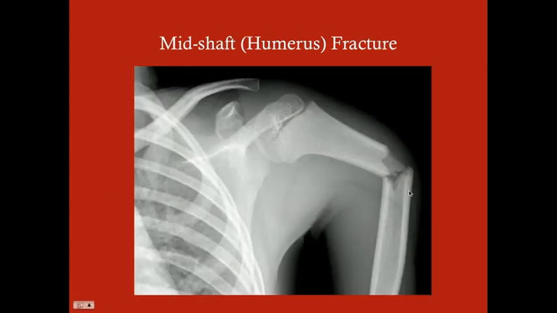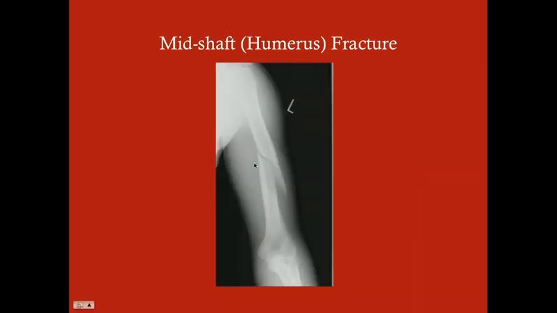So here's another mid-shaft fracture. This one's pretty close to being open. You can see here, this is the skin. And then here's another one. This is a spiral fracture. And if you haven't watched my lecture on fracture types, I recommend doing so.